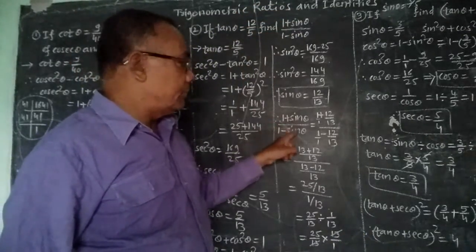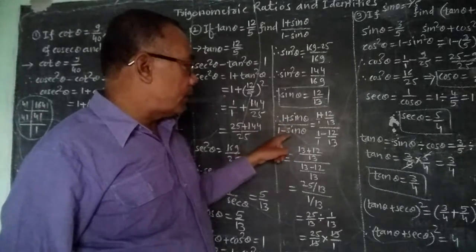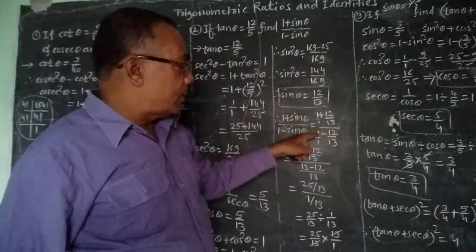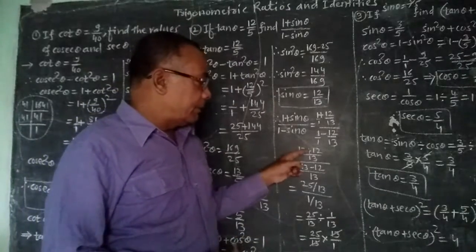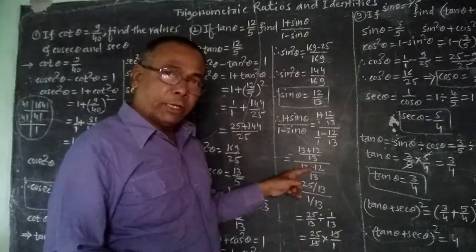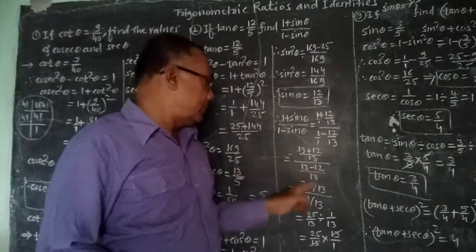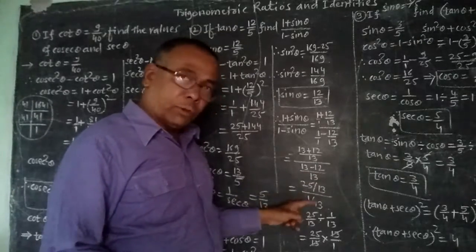So substituting the values of sin theta, we get (1 plus sin theta) upon (1 minus sin theta) is equal to (1 plus 12 upon 13) divided by (1 minus 12 upon 13). So we will get here (13 plus 12) divided by 13 divided by (13 minus 12) upon 13. Here 13 plus 12 means 25 upon 13, and 13 minus 12 is equal to 1 upon 13.